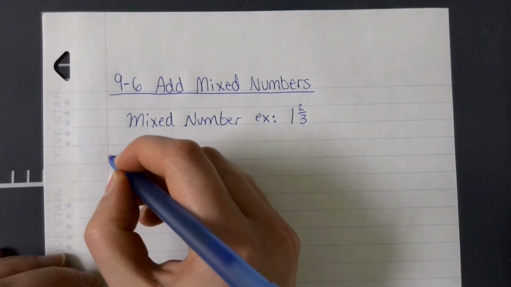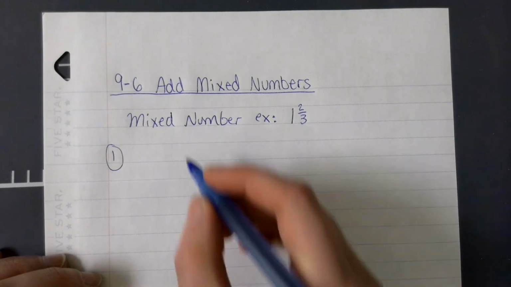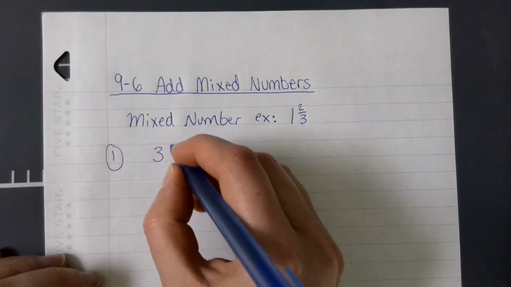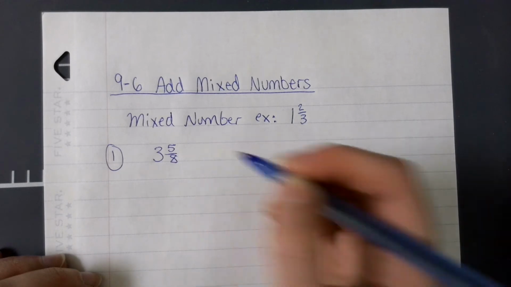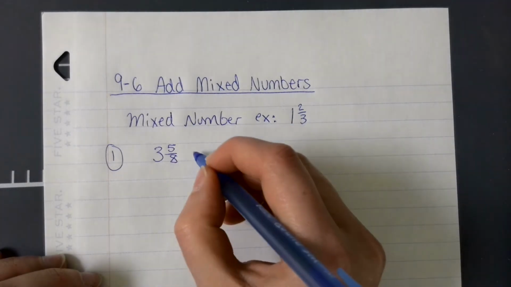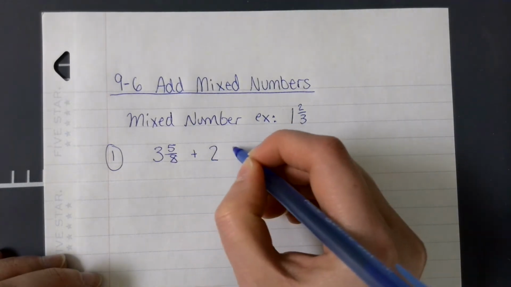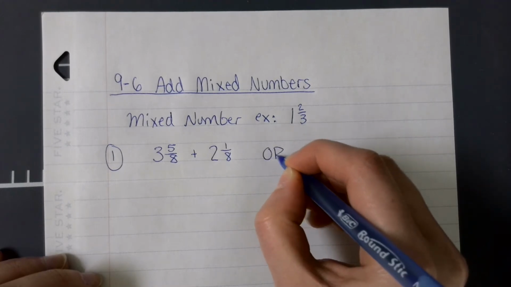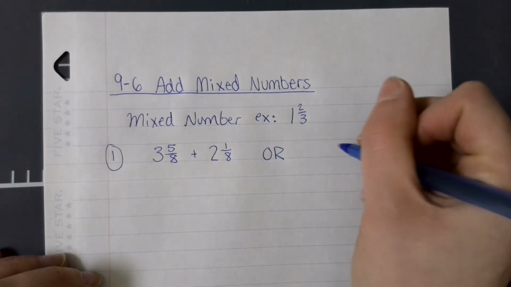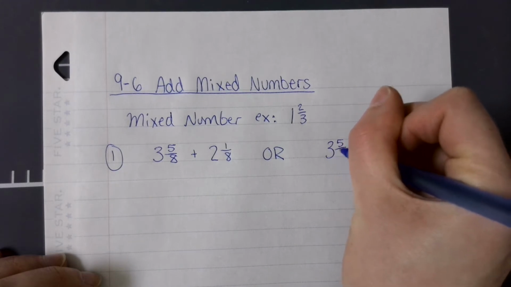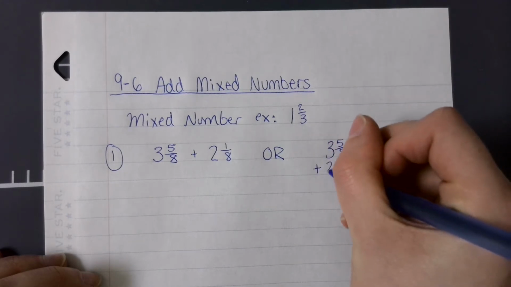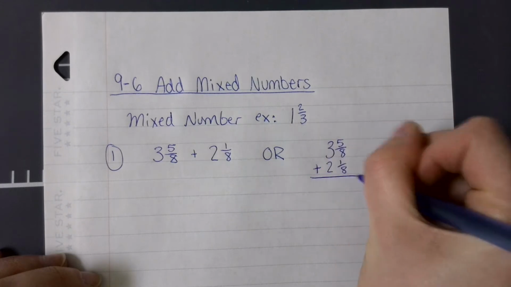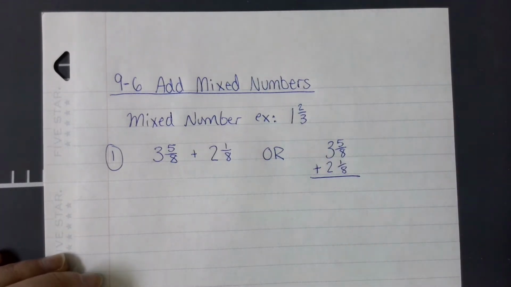So let's go ahead and do example 1. Example 1, and your problem can be given to you a few ways. It can be given to you like this: 3 5/8 plus 2 1/8. Or you can stack your problem: 3 5/8 plus 2 1/8. Either way is fine as long as you're neat and as long as you can keep things separate.